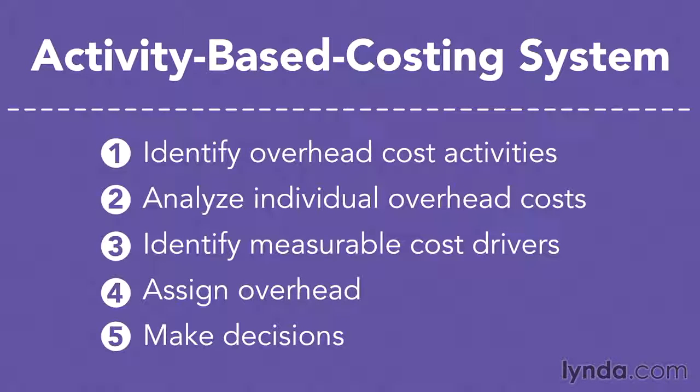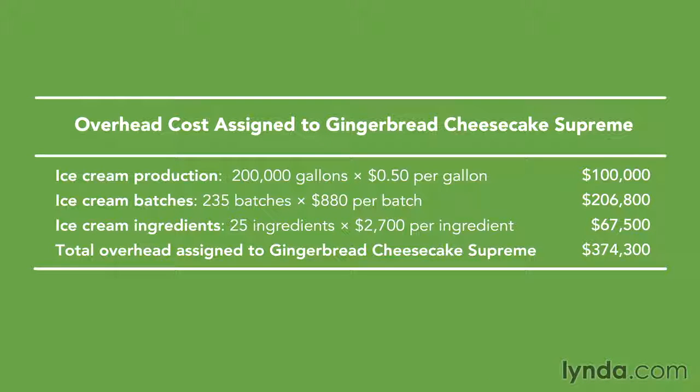Now we need to make some decisions, and to do that, we need to calculate the overhead costs associated with each flavor of ice cream. Let's illustrate this procedure by doing the calculations for gingerbread cheesecake supreme as shown here. You can see that a little arithmetic allows us to compute the overhead costs assigned to gingerbread cheesecake supreme.